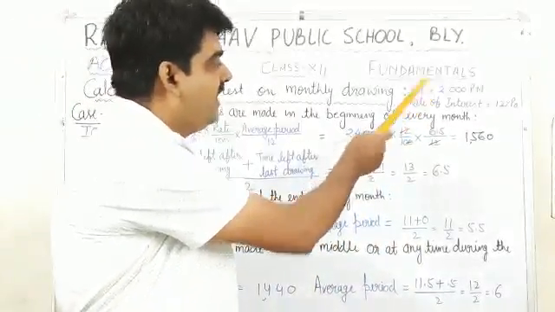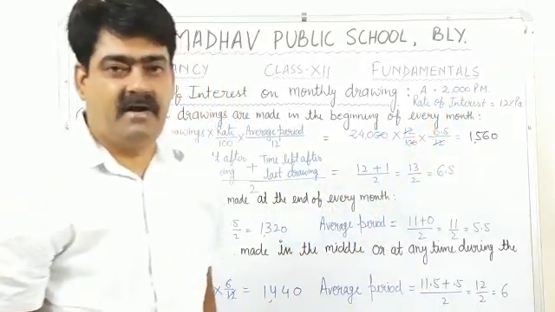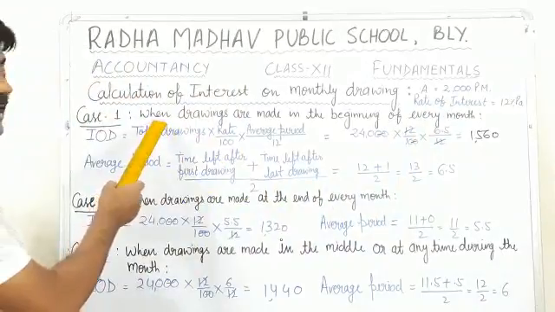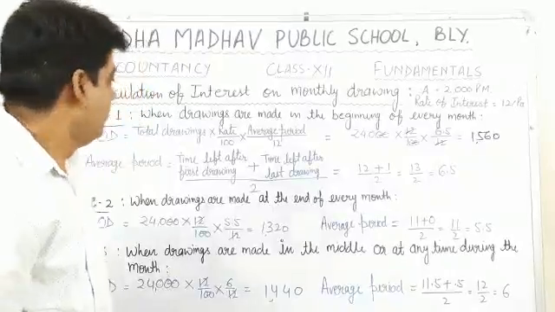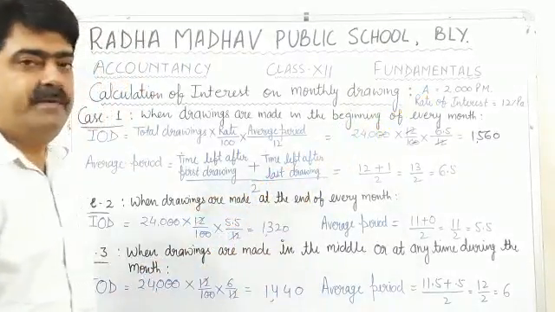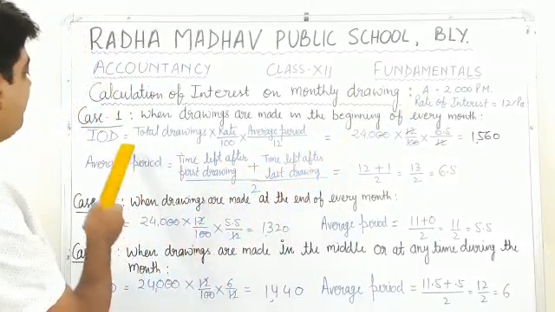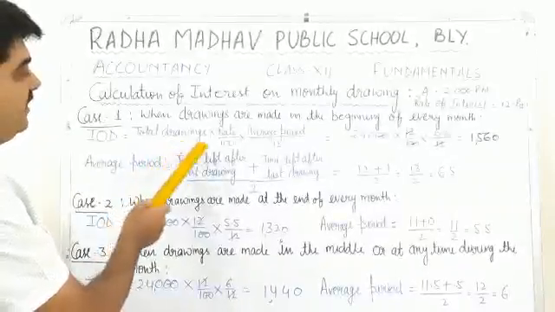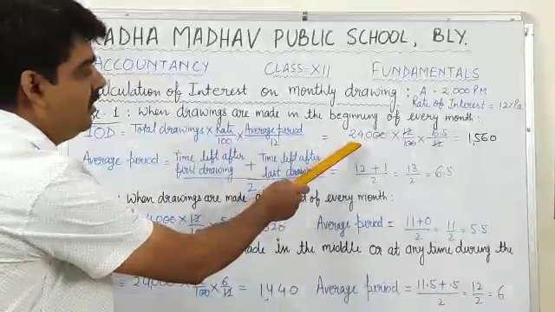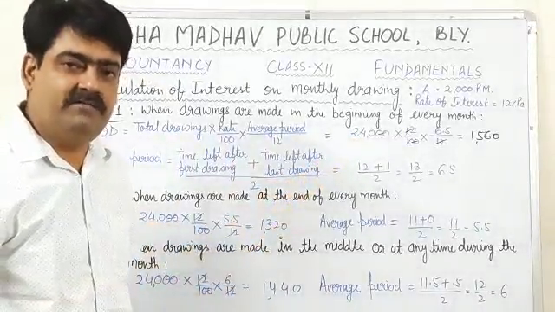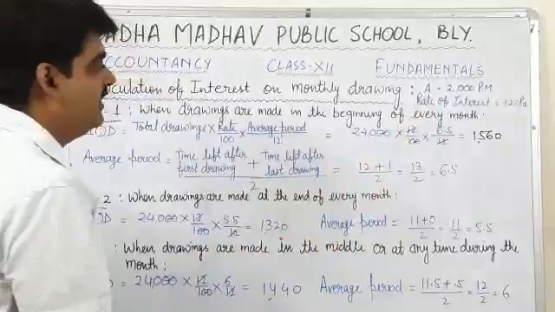Suppose partner A is withdrawing rupees 2000 per month and rate of interest on drawing is 12% per annum. So according to first case, that is when drawings are made in the beginning of every month, we will calculate interest on drawing. See, if partner A will withdraw rupees 2000 per month, so total amount of drawing will be 24,000. We have to apply this formula, that is total drawings into rate upon 100 into average period upon 12. So here you can see total amount of drawing will be 24,000 because 2000 will be multiplied by 12 and rate of interest is 12%, and we have to calculate average period.